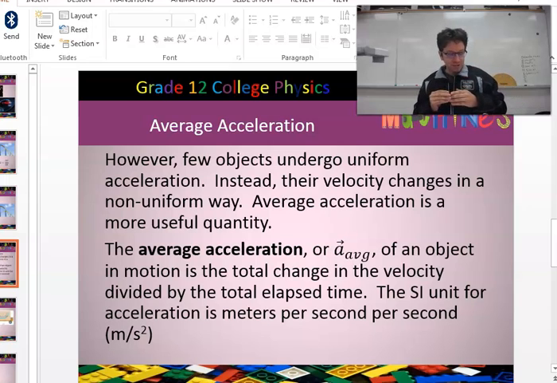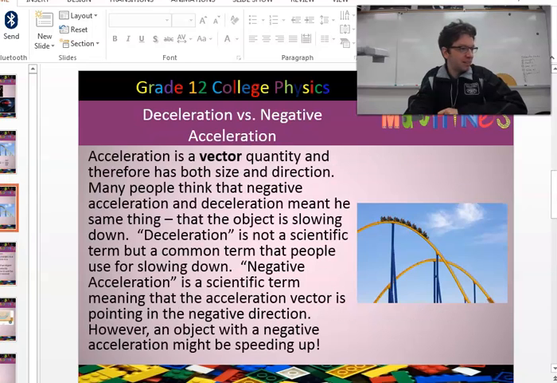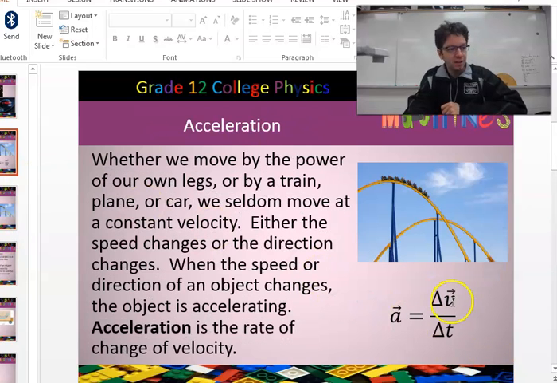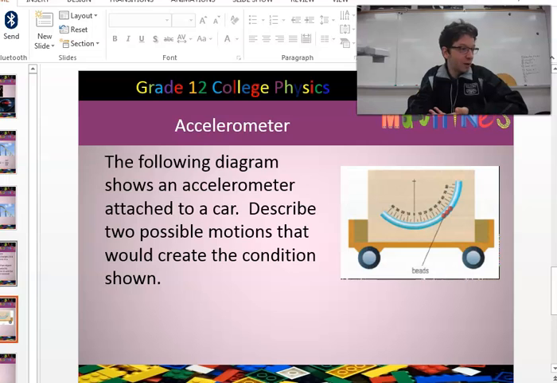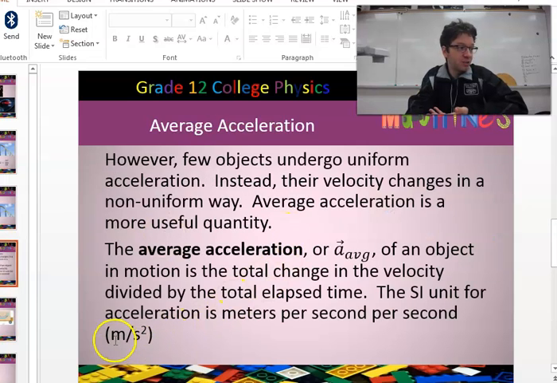Now, the units for acceleration. Let me go back to the equation here. The units for velocity could be kilometers per hour, but the base units that we use are meters per second. And the base unit of time that we use is the second. So the units are meters per second squared. What does that mean? It's easier to think of it as meters per second, per second.